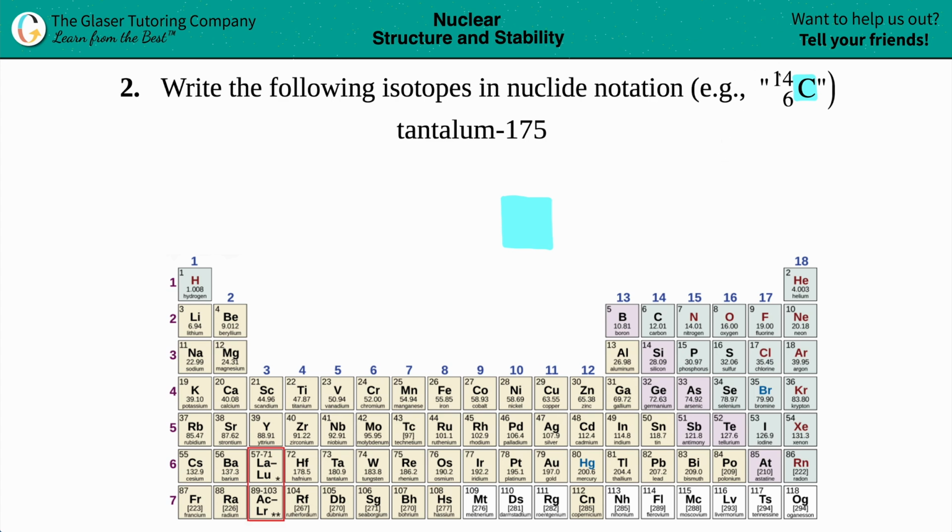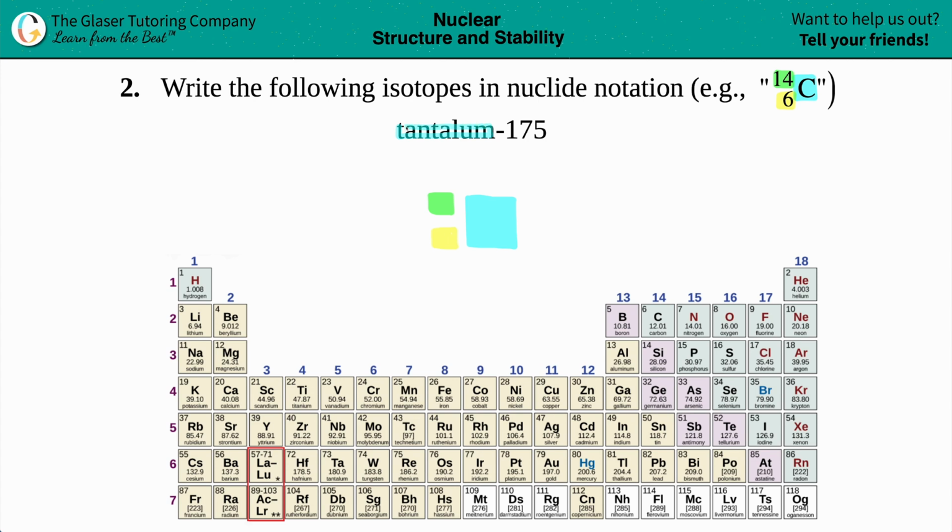Rocked. Okay, then we have a 14 on the top, so we need a number on the top. And then we need a number on the bottom. So here we go. First things first, let's find out what that elemental lettering is. Now in our example, tantalum-175, we have the element tantalum.